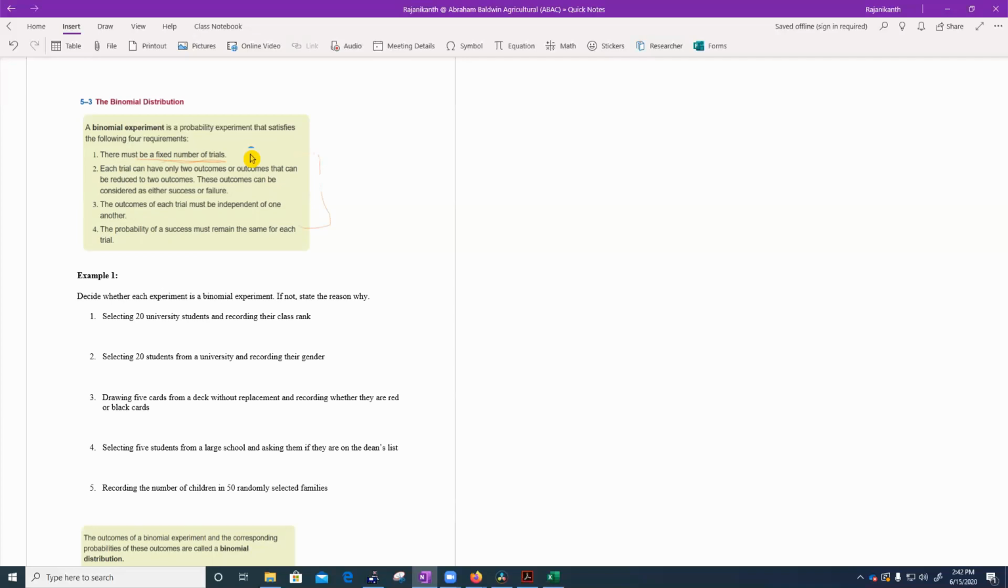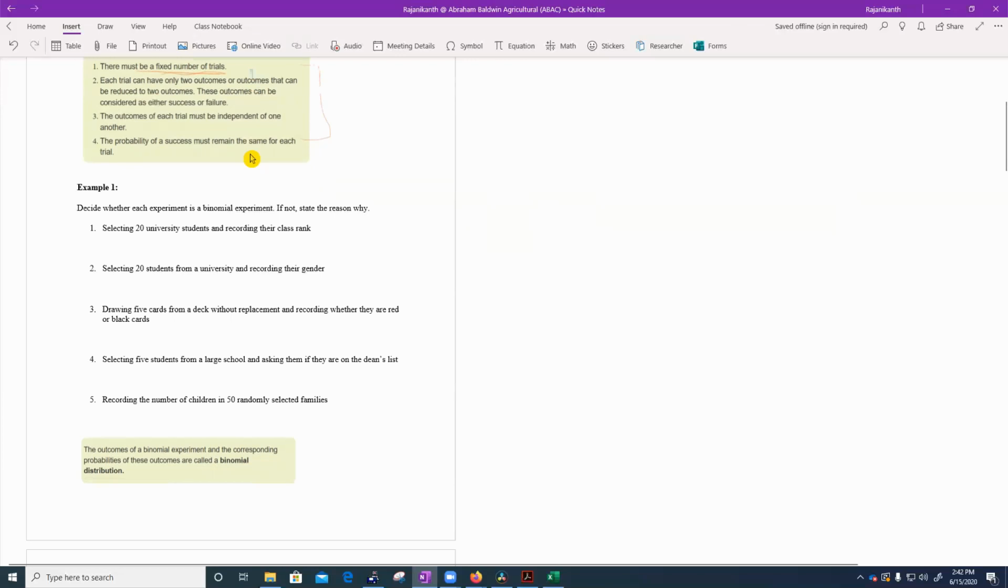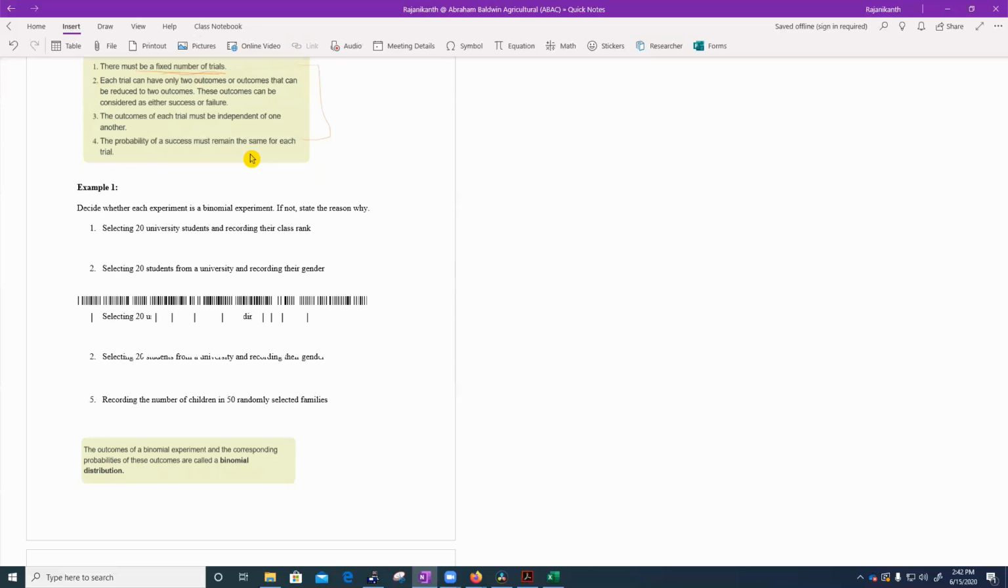Now in this example, look at them one by one. You are given some trials and need to decide whether each is a binomial experiment or not. First, you are given 20 students and you are selecting and recording their class rank. So your outcome is the class rank. Your experiment is choosing a student and putting them into a class rank. So ask yourself, is this a binomial experiment?